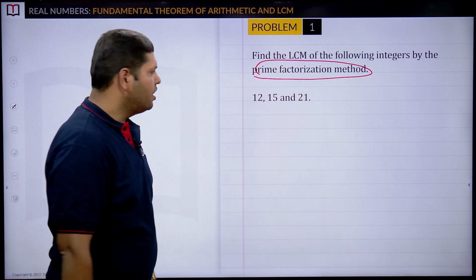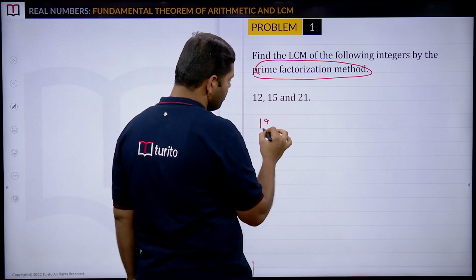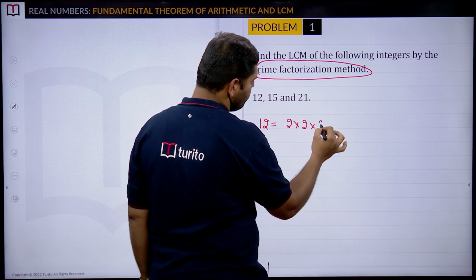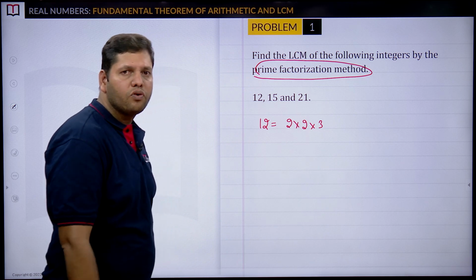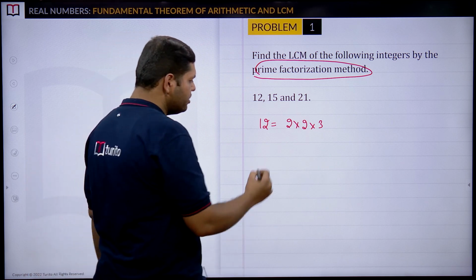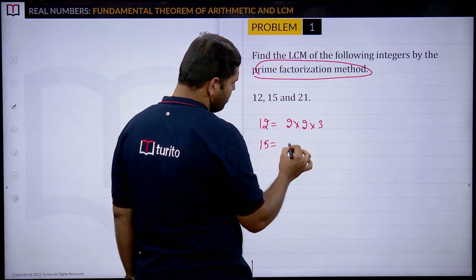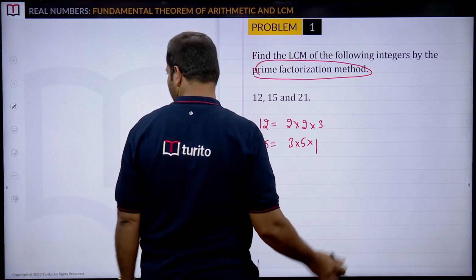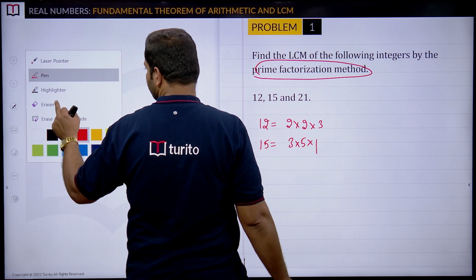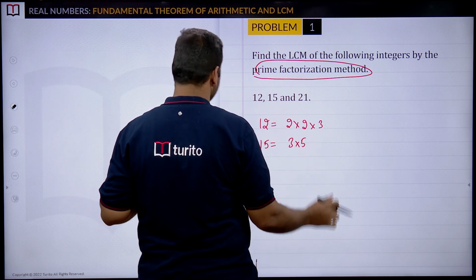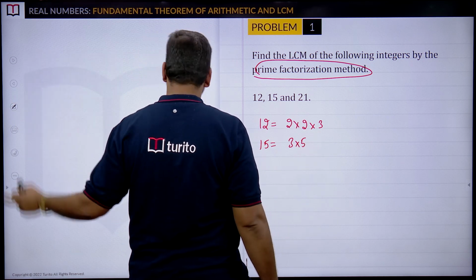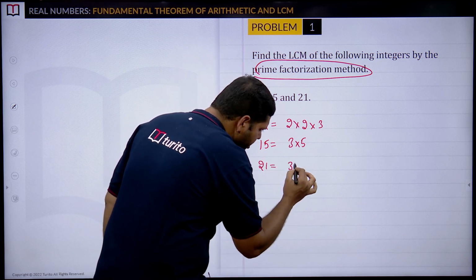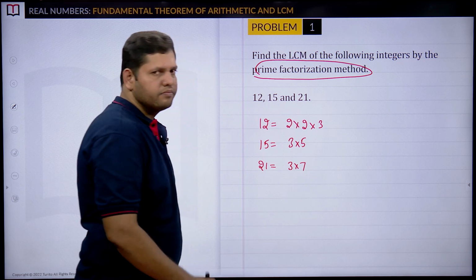Okay. Now, children, can you tell me how we can write 12? 12 is written as 2 into 2 into 3, because 2 2s are 4 and 4 3s are 12. And children, can you tell me how we can write 15? 3 into 5, you can write into 1, otherwise no need of writing 1, because 1 is a factor of every number. So no need to write 1. Then how can we write 21, children? We can write it as 3 into 7.